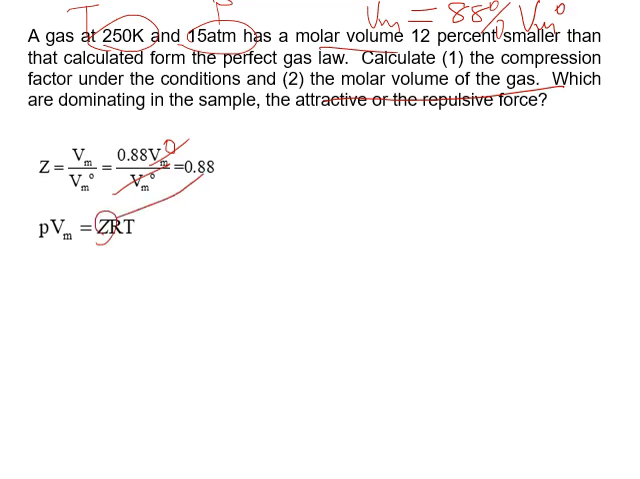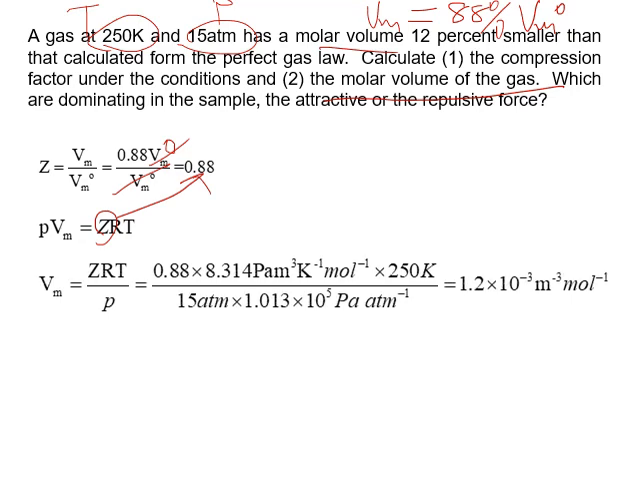Here Z is 0.88. So from here we calculate the molar volume to be 1.2 times 10 to the minus 2 cubic meter per mole. All right, that's the real volume. Now, next question is, what force dominates the sample, attractive force or repulsive force? Because the real volume is only 88% of the ideal volume, that means the volume is smaller than the ideal volume, which indicates attractive force dominates.